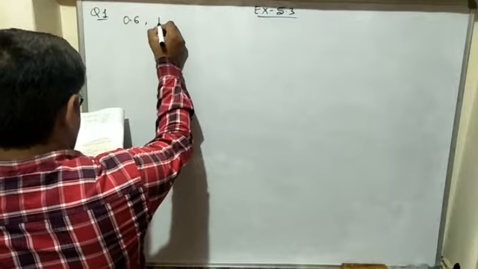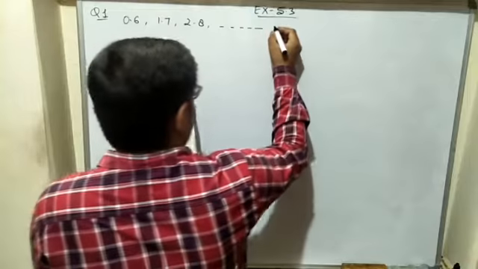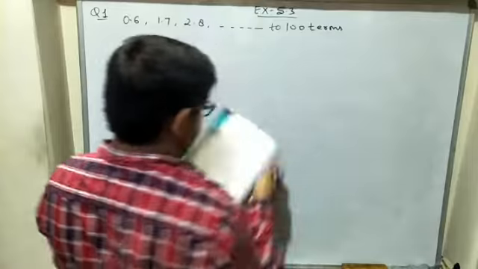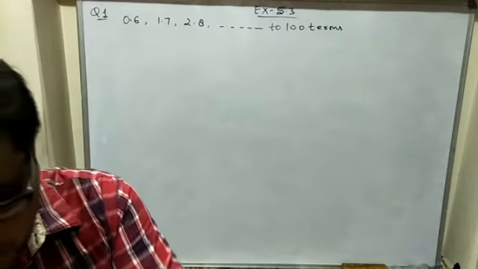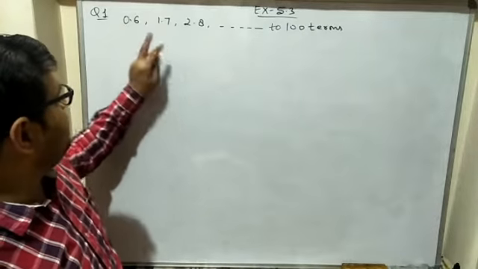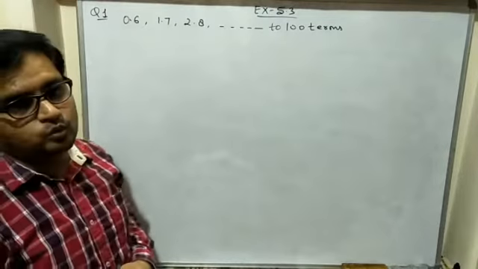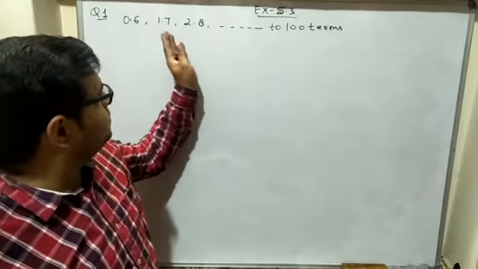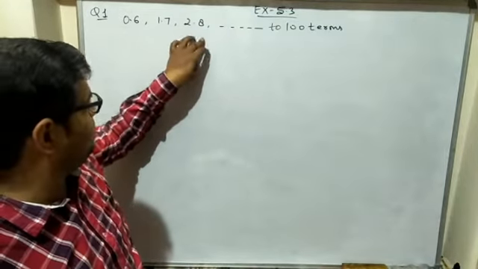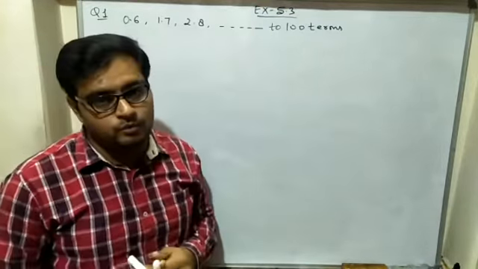0.6, 1.7, 2.8 and so on up to 100 terms. First of all, I will explain what it is saying. We have been given the AP whose first term is 0.6, second term 1.7 and third term 2.8. If we write these terms as first term, second term, third term, fourth, fifth, sixth, up to the 100th term, then we have to find the sum of these 100 terms.